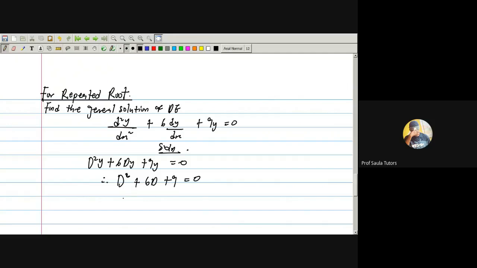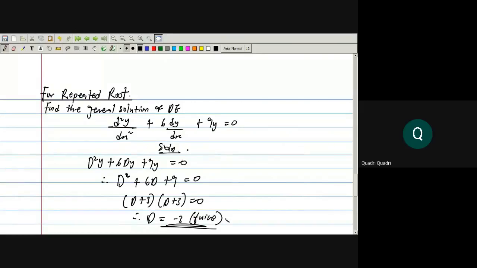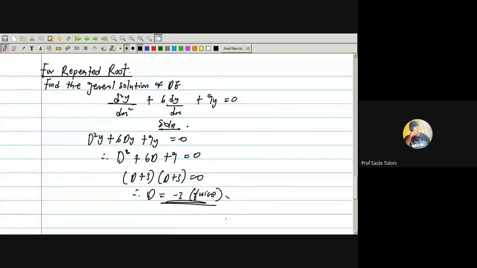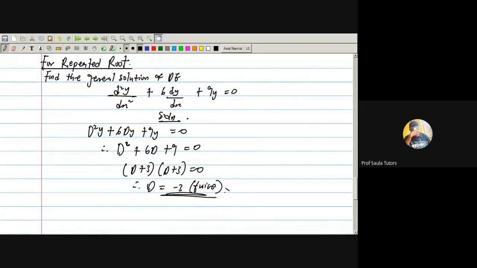What I'm having here is d plus 3 squared equals 0. So my answer is d equal minus 3 twice. Nice. It means that the case I'm having here is what we call real and equal roots, or repeated roots.